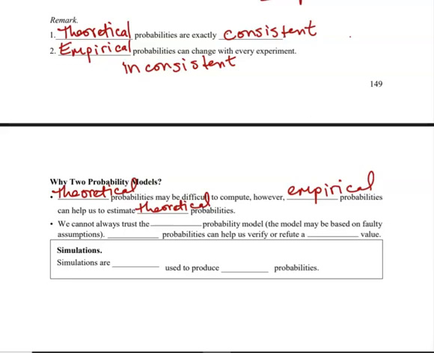Additionally, we cannot always trust the theoretical probability model. Sometimes it's based on faulty assumptions, and so the empirical model can help us to verify or refute a theoretical value. Finally, simulations. Simulations are experiments, and they may be on a computer, literally simulated, used to predict empirical probabilities. So we'll see a few simulations in class where we'll use StatCrunch and a few other websites to actually run some simulations, drawing random numbers, for example, and looking at different empirical probabilities.